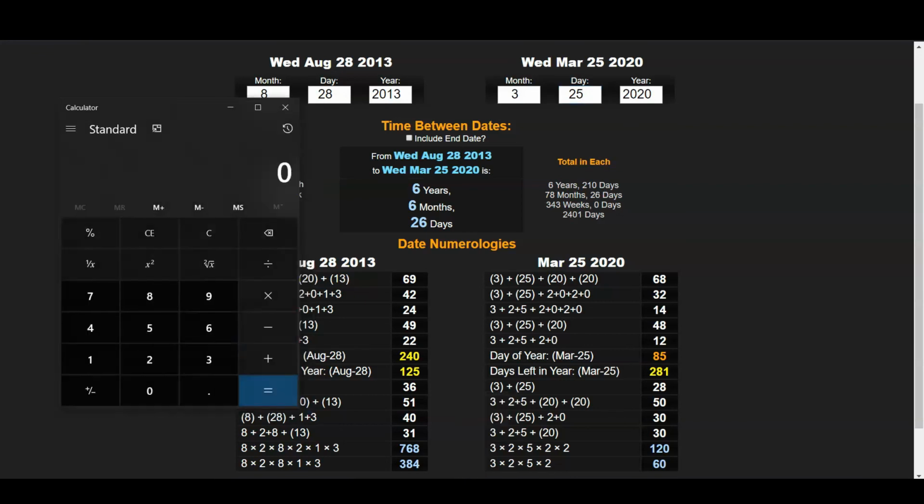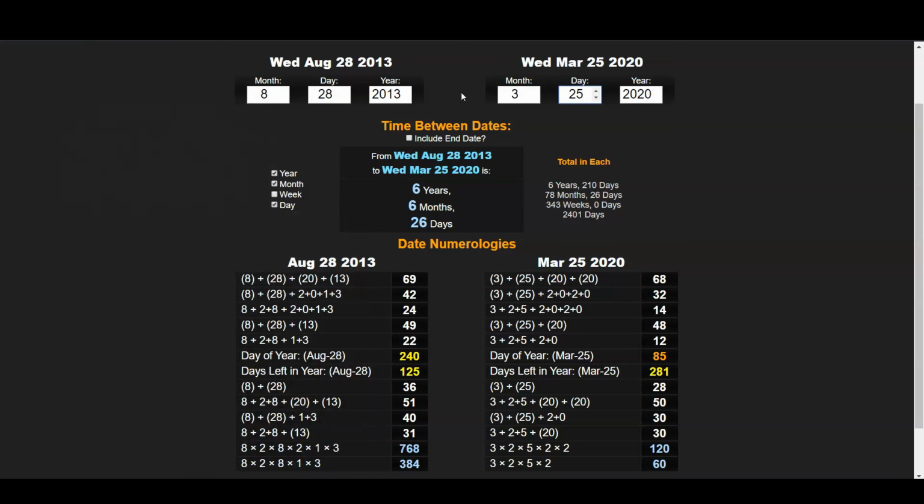And that's significant because we're talking about the 73, which is the 21st prime, but 7 cubed is 343. So we have our 343 weeks here to 325.